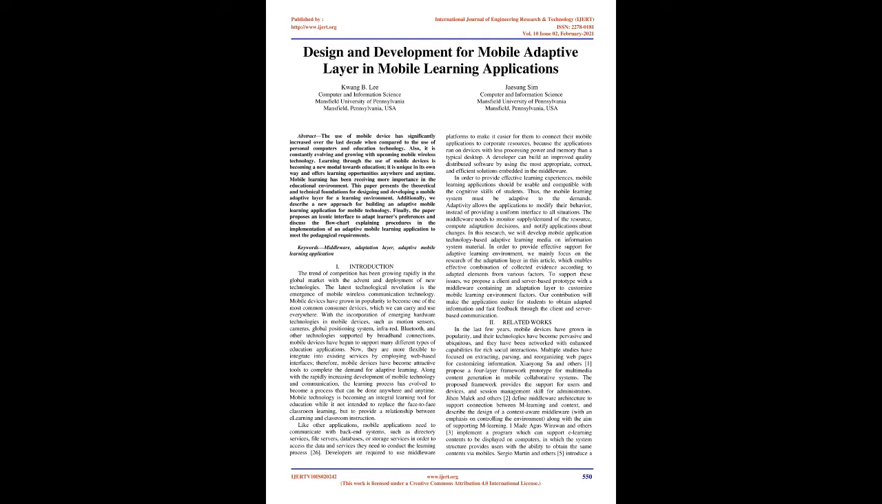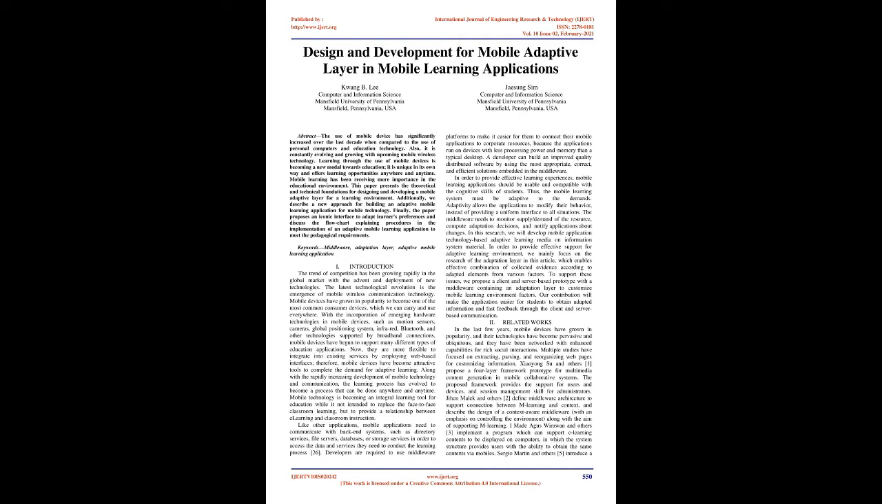Developers are required to use middleware platforms to make it easier for them to connect their mobile applications to corporate resources, because the applications run on devices with less processing power and memory than a typical desktop. A developer can build improved quality distributed software by using the most appropriate, correct, and efficient solutions embedded in the middleware. In order to provide effective learning experiences, mobile learning applications should be usable and compatible with the cognitive skills of students. Thus, the mobile learning system must be adaptive to the demands.